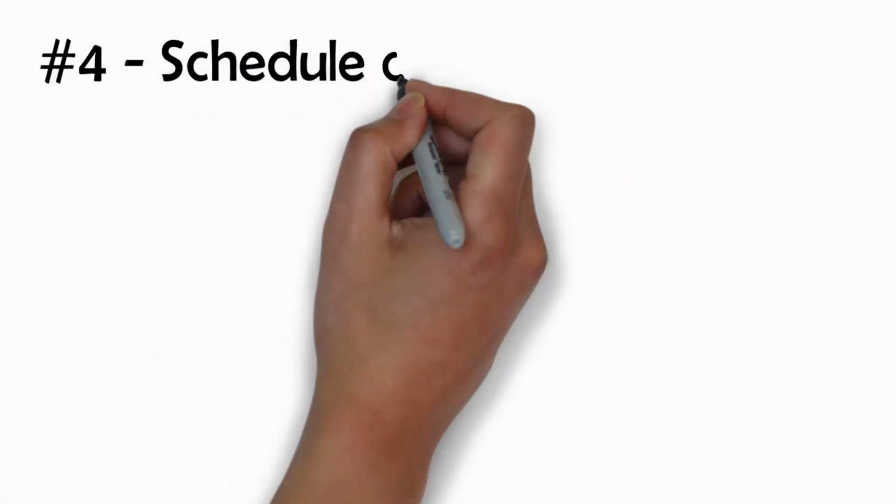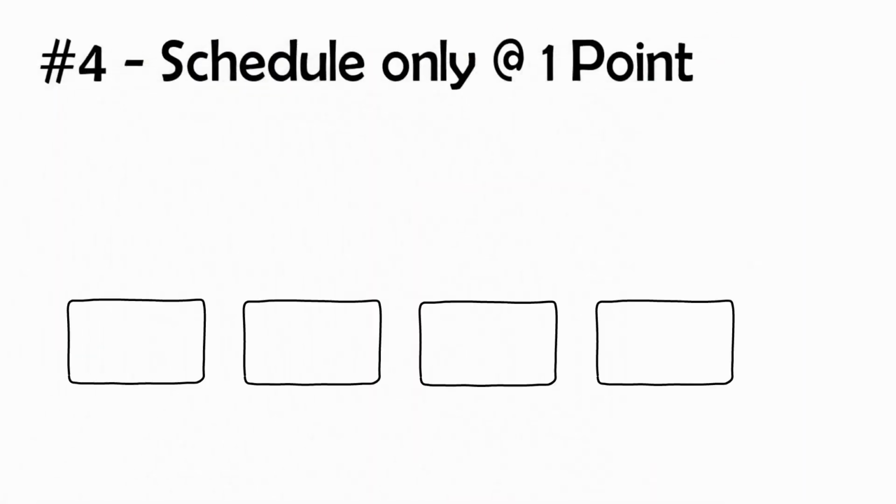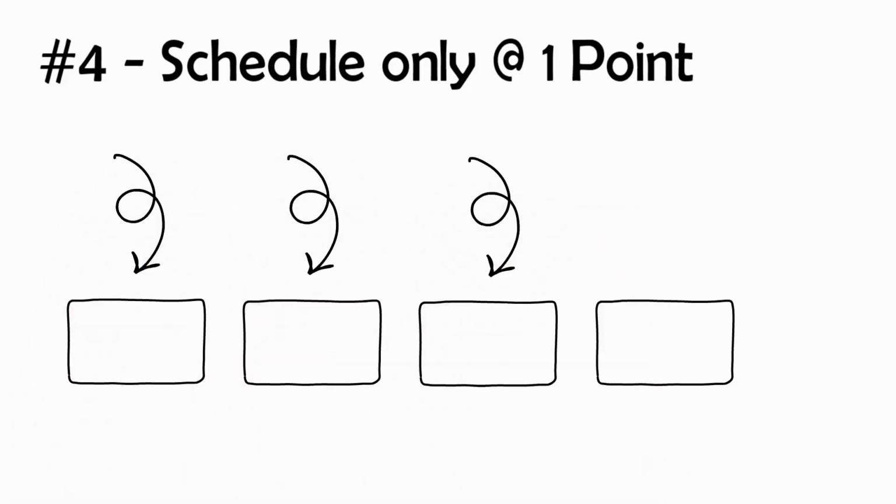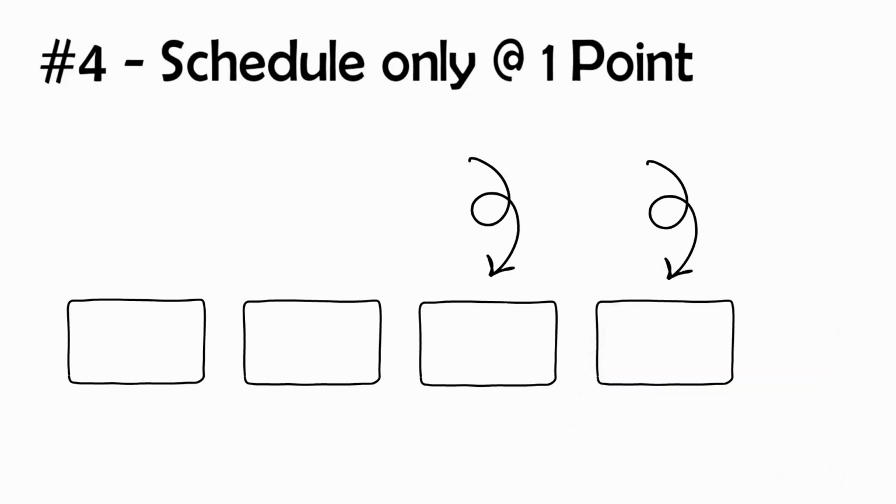Principle 4. Schedule only at one point. If scheduling occurs in multiple points, the information flow will be messy and the material flow accordingly. This scheduling point is named the pacemaker.